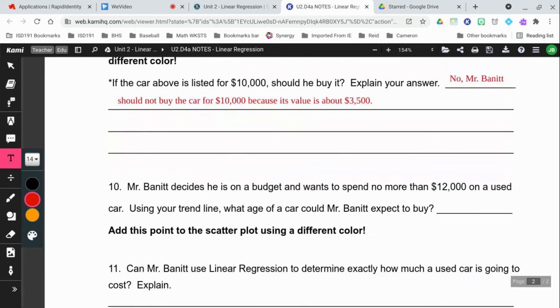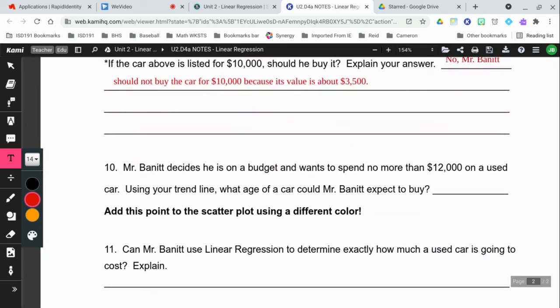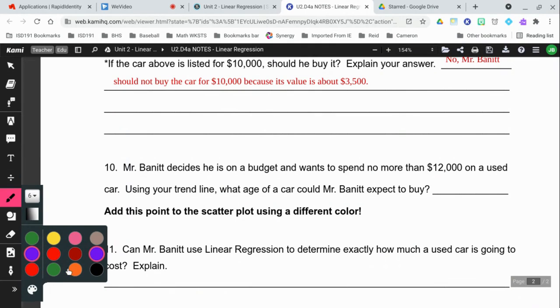All right, next question, number 10. Mr. Bennett decides he is on a budget and wants to spend no more than $12,000 on a used car. Using your trend line, what age of a car could Mr. Bennett expect to buy? Add this point to the scatter plot using a different color. All right. Well, let's do this color, brownish color.